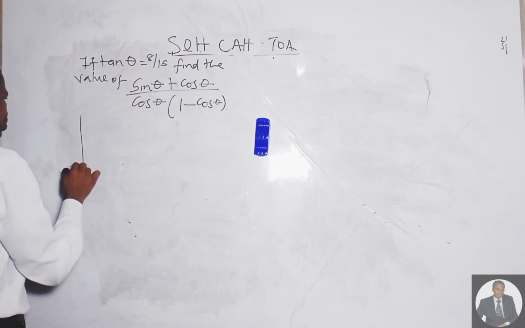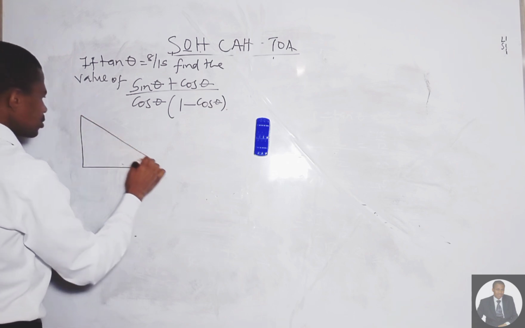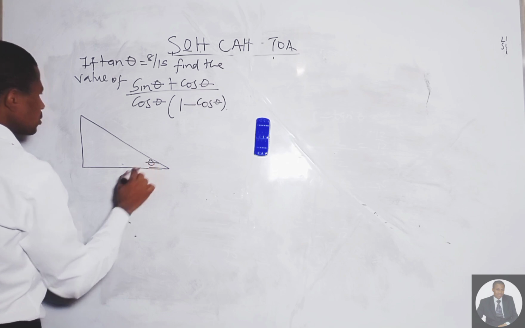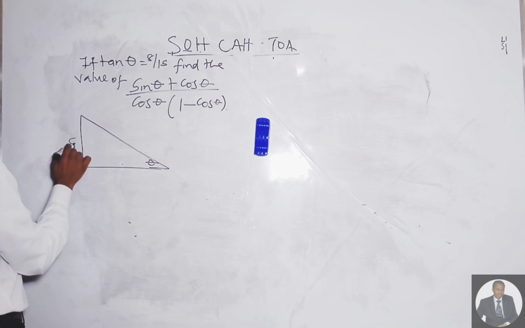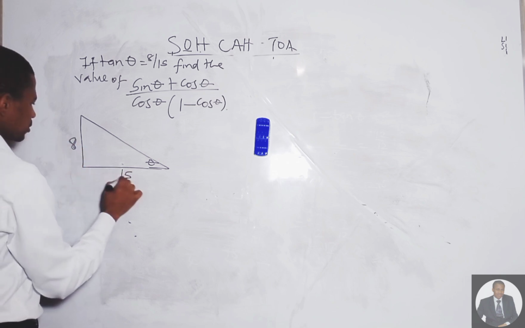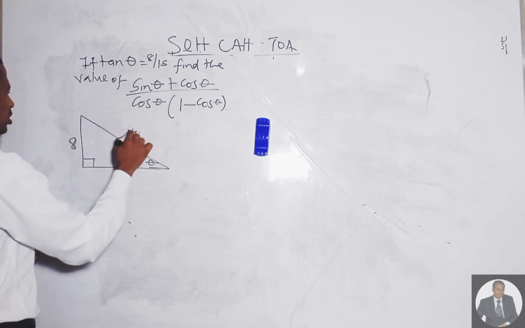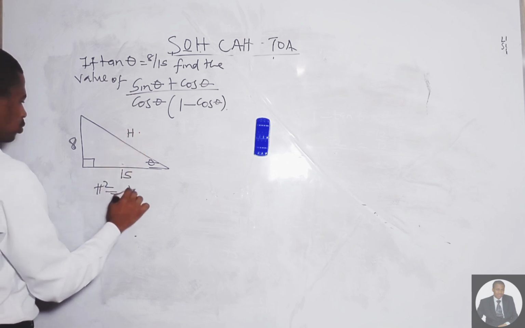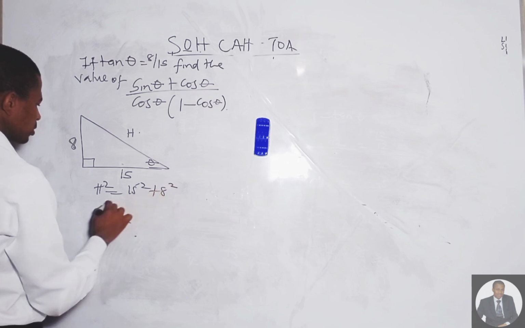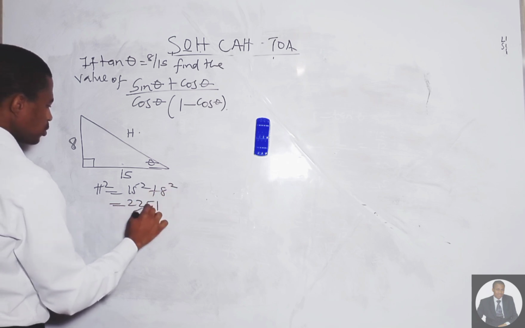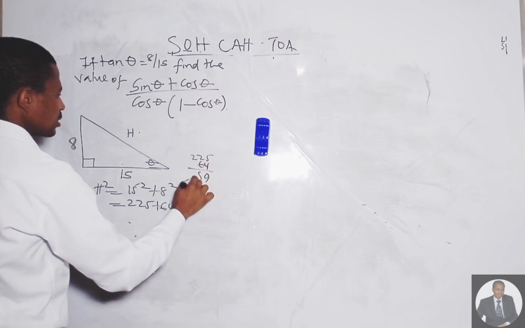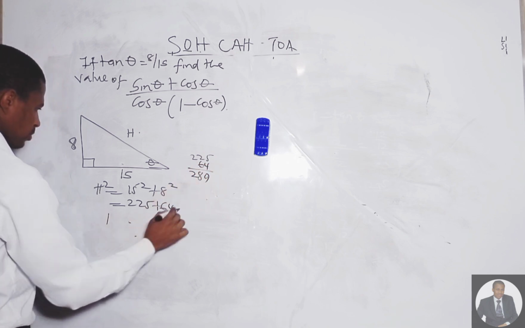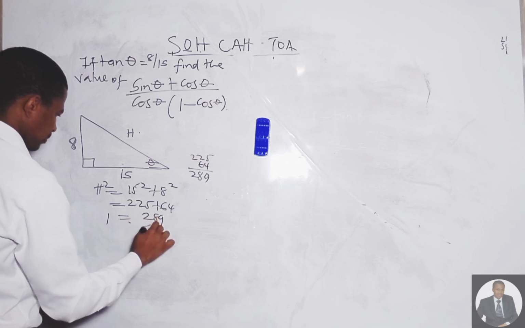First and foremost, we draw the right angle triangle. We identify theta, and then tan is opposite. What is opposite here? 8, over adjacent. What is adjacent here? 15. Then we look for the hypotenuse. Let's call it h. So h squared will be 15 squared plus 8 squared. That will be 225 plus 64, which equals 289.